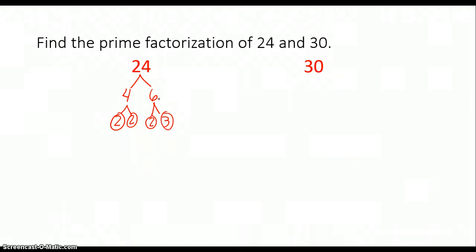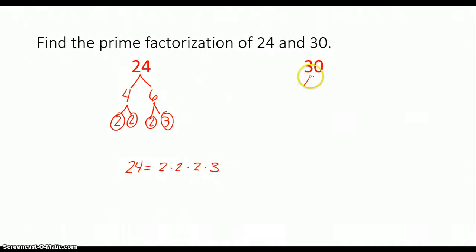So if I wanted to write the prime factorization for 24, I would write 2 times 2 times 2 times 3. Now we had talked earlier about writing the prime factorization using exponents, and I had said that I didn't always like to do that, especially when I'm finding the greatest common factor, and here's why. We'll see this in this problem.